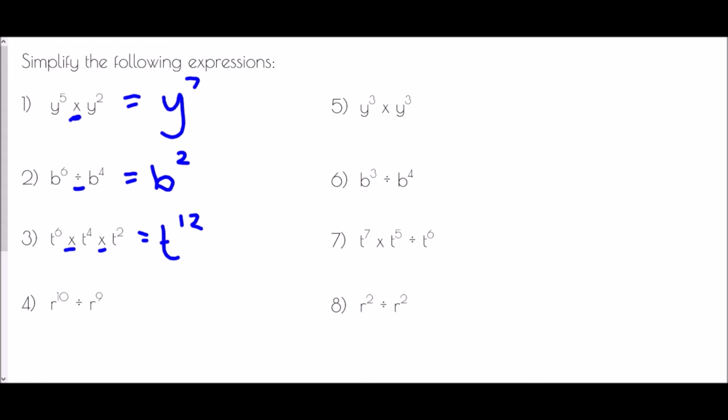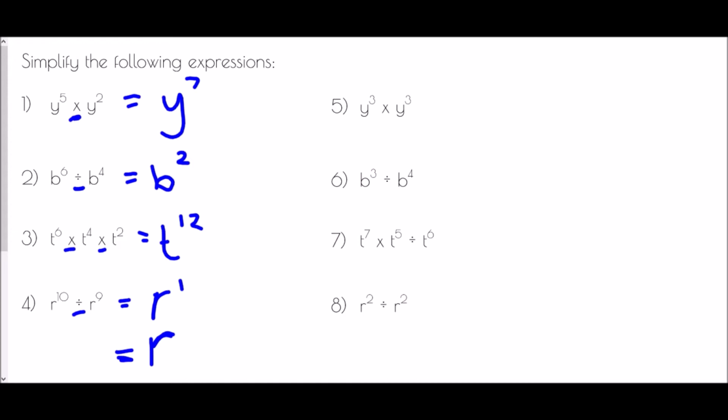And in number 4, it's a division. If it's a division, we subtract the powers. So r is still our base. 10 take away 9 is 1. Now this power of 1 is very important because if it's a power of 1, it means that there is just one of them. And so actually, if we ever got an answer with a power of 1, we would just call it r. And the other thing to think about there is if you just see a letter on its own, that means you can write it as a power of 1.